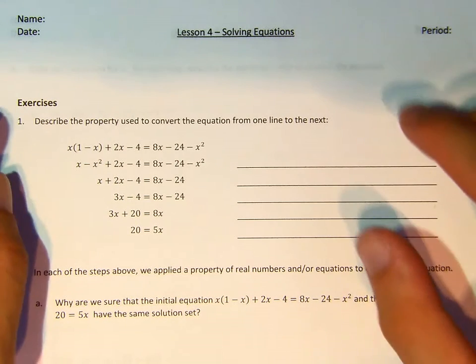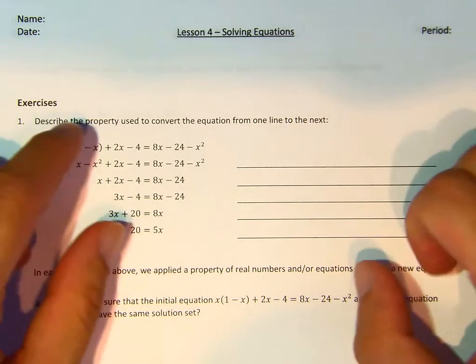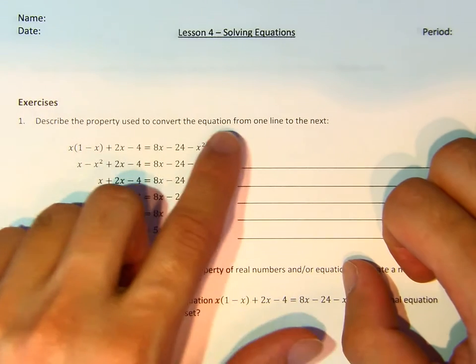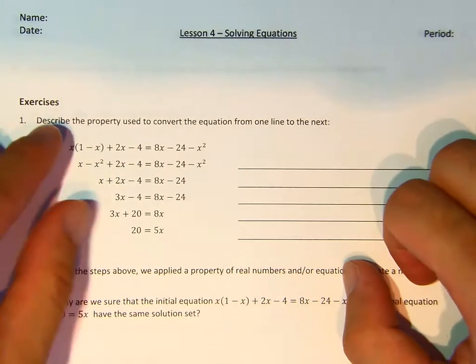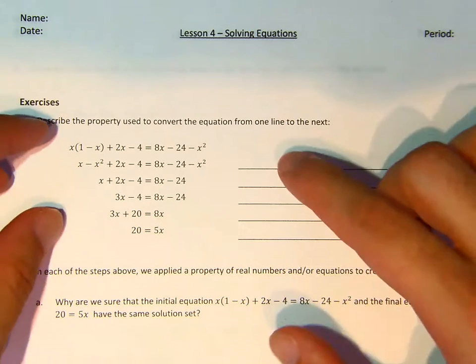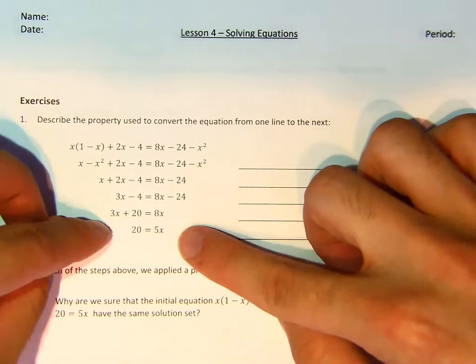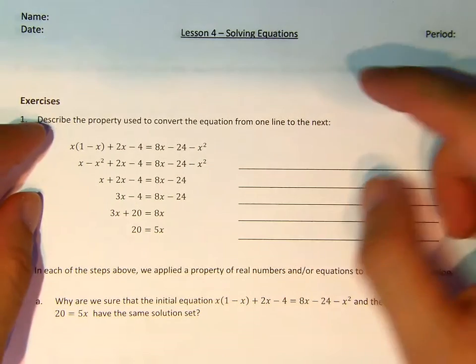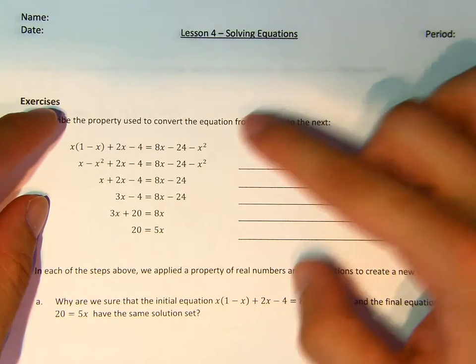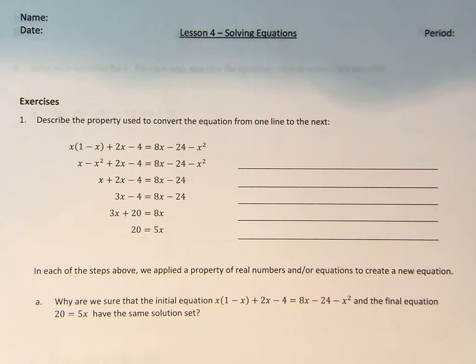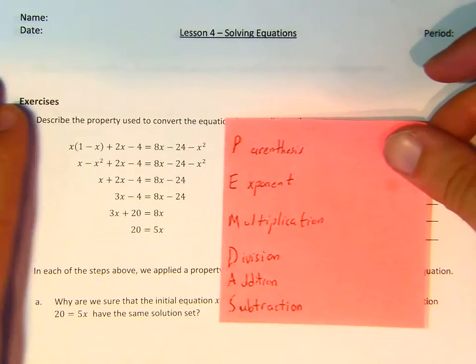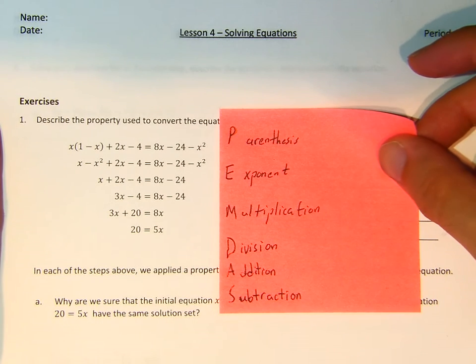It's stating that for exercise 1, we want to describe the property used to convert the equation from one line to the next. So the idea is, how do you go from this line to this line to this line, and so on, right? So take your time. What was the move used to get from here to here? Okay? And just a little remember, this will always be important if you don't remember it.